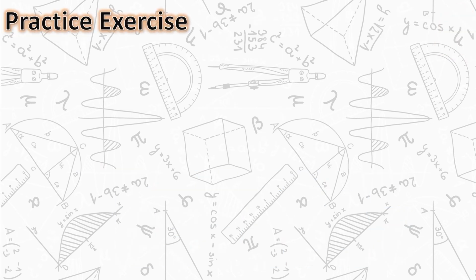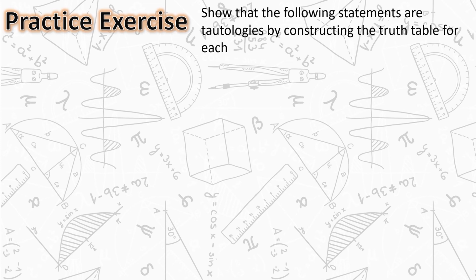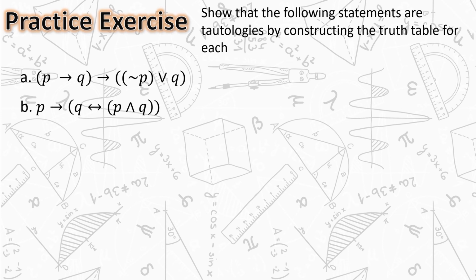This time, let us have practice exercises. In the practice exercises, you will be given 15 seconds to pause the video and then answer the exercises. Play it again to check whether your answer is correct. Show that the following statements are tautologies by constructing the truth table for each. Letter A. If P implies Q, then not P or Q. Letter B. P implies Q if and only if P and Q. Letter C. P or the negation of P and Q. Let us start with letter A. 15 seconds. Go.